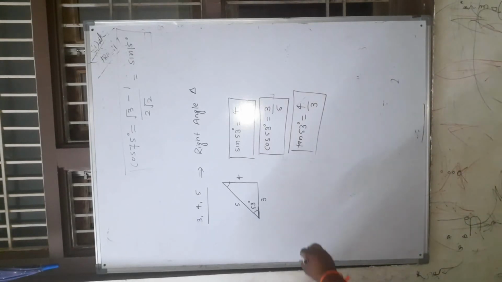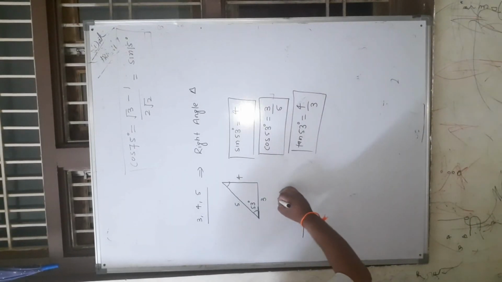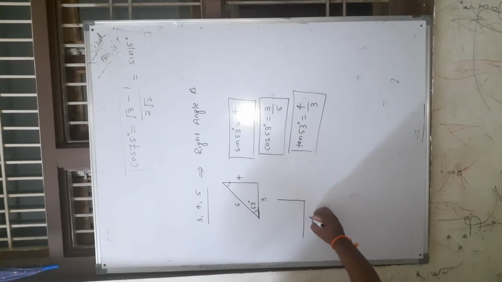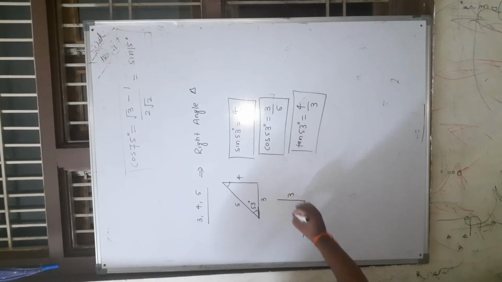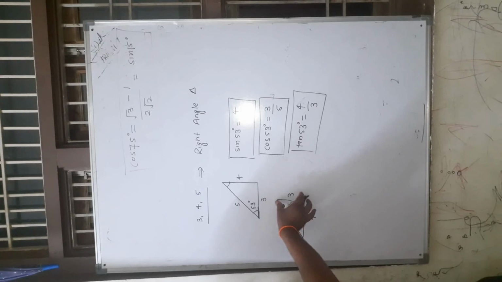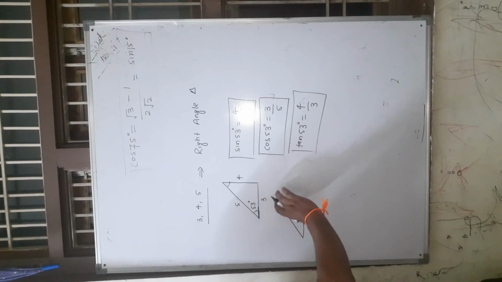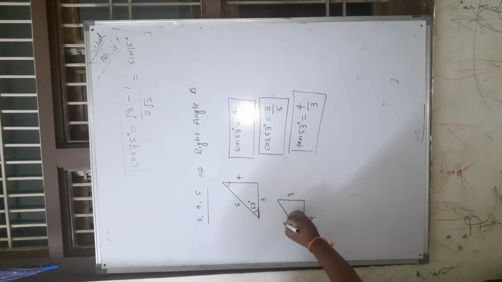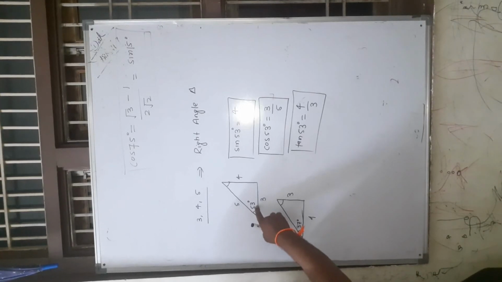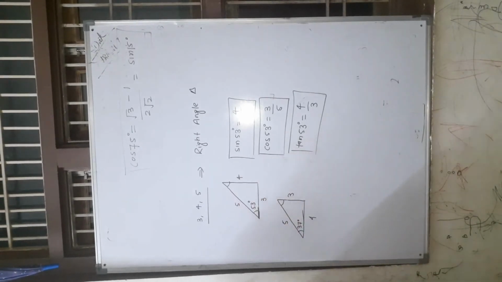If we take 4 as base and 3 as perpendicular, this side is equal to 4, this side is equal to 3, and this is the hypotenuse, because all of you know 4 square is 16, 3 square is 9, 16 plus 9 is equal to 25, root of which is 5. So this side is equal to 5. Now this angle corresponds to 37 degree, and this other angle is 53 degree.